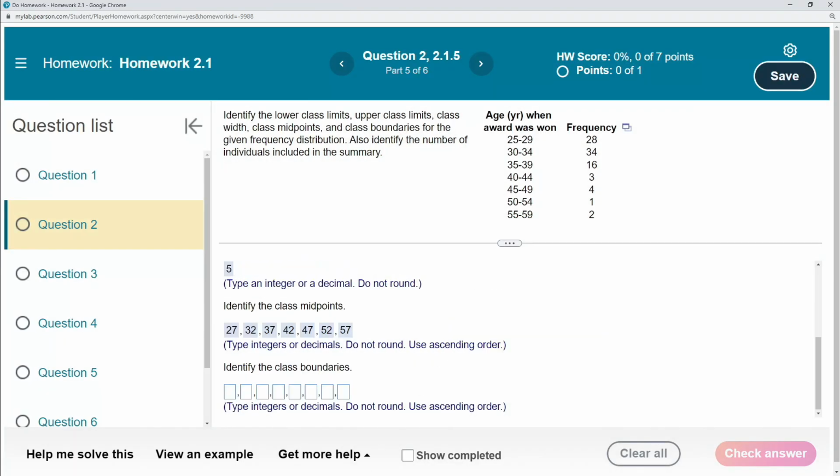Okay, and then we've got class boundaries. This is another thing that I wish they had formulas for on the slides that I did in part 1 of my video, but we don't have that. So I'm going to have to give you a formula for this one.